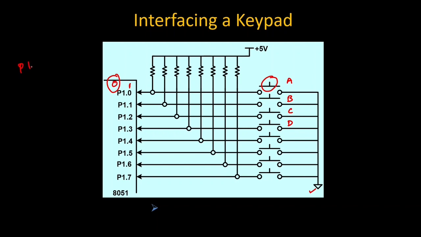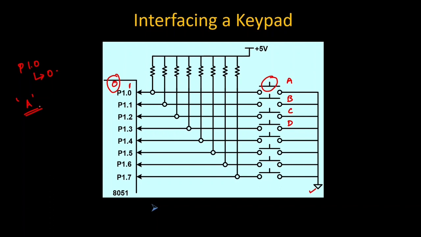If P1.0 gets the value of 0, what can you understand from that? A is the character or the key which is being pressed. I can write inside my 8051 program: if P1.0 is 0, the character being typed is A. I can write the logic inside my 8051. This is the way we can connect it in terms of keys.